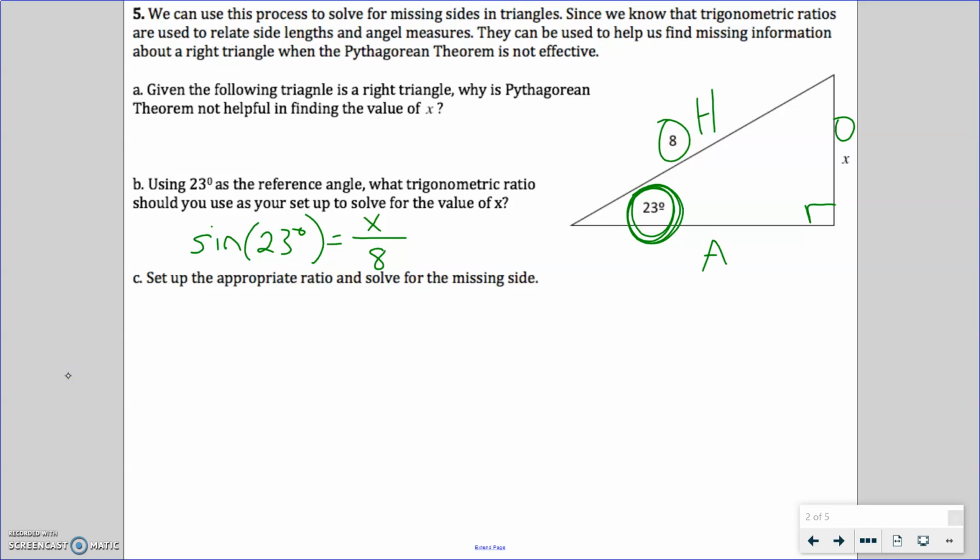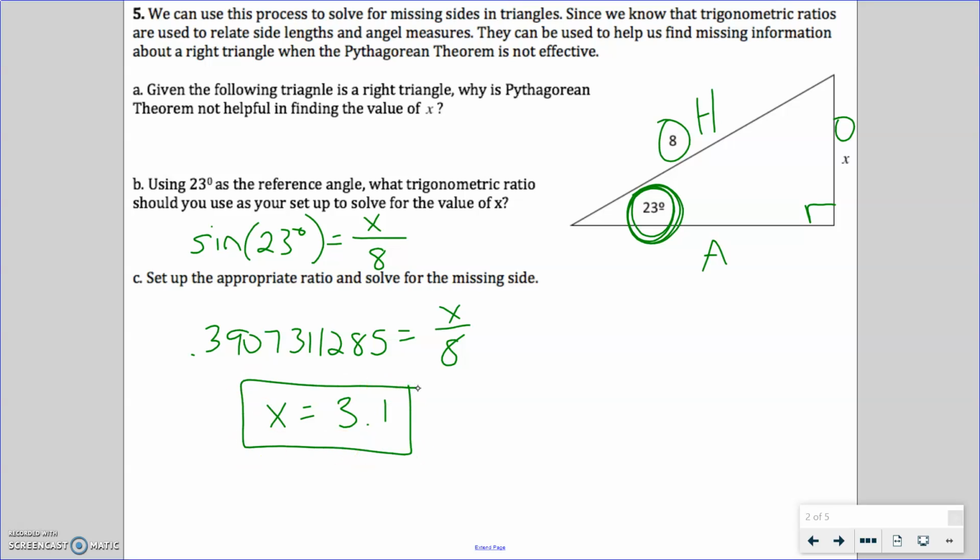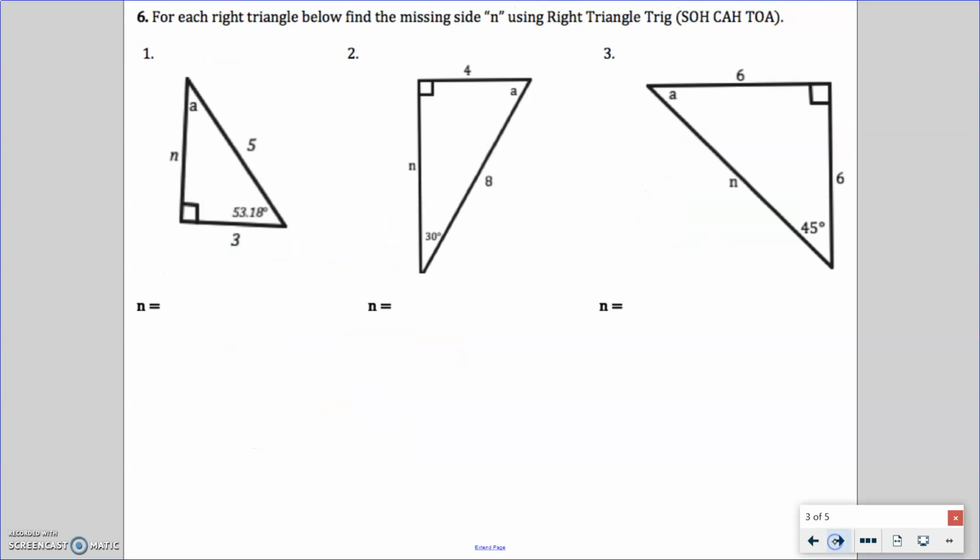I need to double check, make sure I'm in degree mode, which I already am from our last question. So sine of 23 degrees, I get this crazy long decimal. I normally do not write all this out on my paper, you guys, because I know my next step is to multiply by 8. So I would just do that. But I want to make sure you're seeing where I'm getting these numbers so that you can also check and make sure that you're using the correct mode and that sort of thing, okay? So I get that that side length is about 3.1.